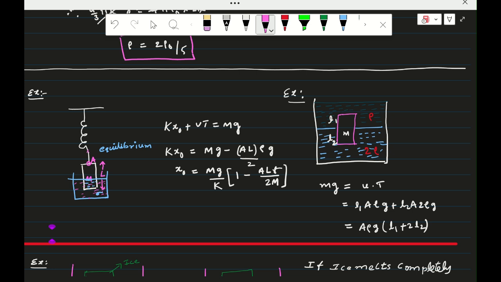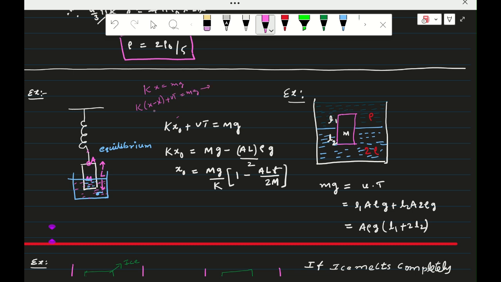So initially it is mg is equal to kx. Mg is equal to kx initially. But now because of upthrust, the x value changes, some compression will happen, right? So initially k into x is equal to mg. Now k into x minus some x dash, so this is equal to x naught I can take, plus upthrust is equal to mg.